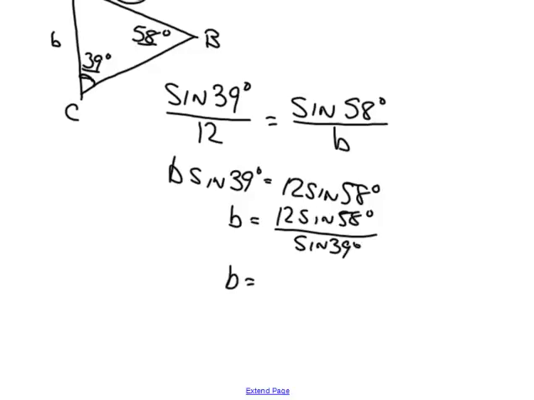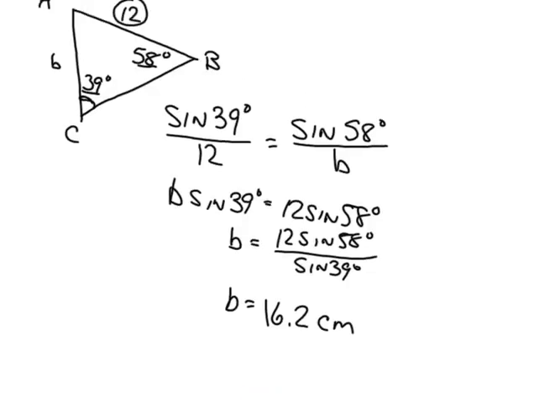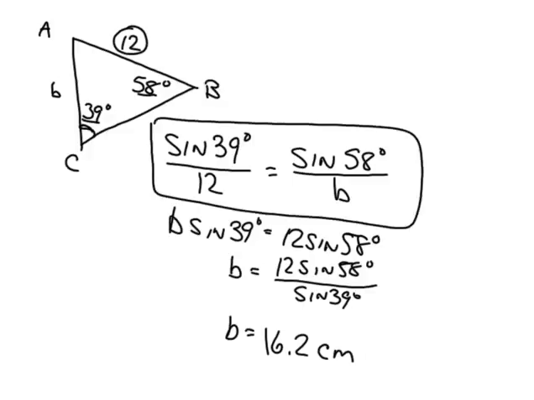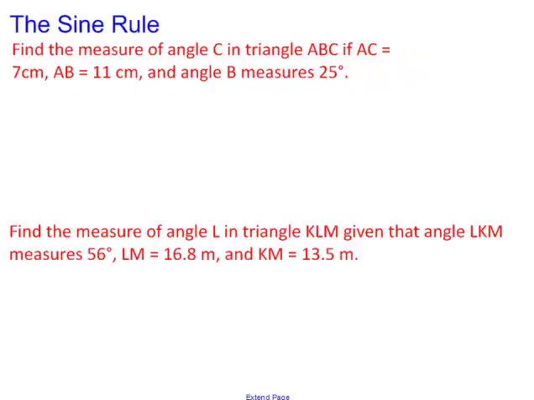Evaluating that in the calculator in degree mode, we end up with 16.2 centimeters for B. And if we needed to solve anything further, we could continue to solve maybe for angle A or for side A. But in this case, all we were asked for is side B, so we could stop right there. So we can apply this proportion. We can solve for something else in that triangle by setting up a proportion where the angles and sides are across from each other. Okay? Let's look at a couple others.